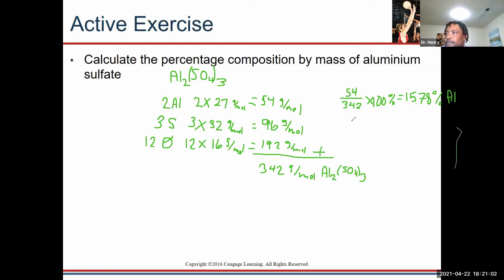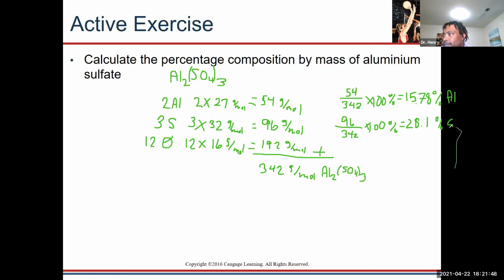Okay, what about sulfur? What am I going to do for sulfur? 28.1. Oh, you already calculated it for me. Tell me, Mike, the steps. Don't just give me the answers. We're doing sulfur, right? So it would be 96 divided by 342 times 100. And that's giving me 28.1%.